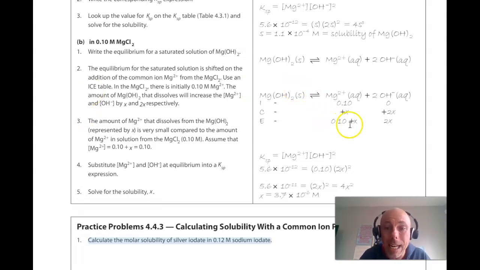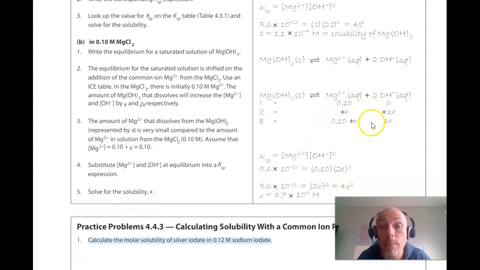If we add a very small number, x, to 0.10, the contribution that x makes to 0.10 is insignificant. In fact, in terms of sig figs, it wouldn't even show up. So in this case, appreciating that x is very small, and that adding it to 0.1 won't really make a difference to the value of 0.1, we can ignore x in the equilibrium concentration for magnesium. And notice down below, that has happened. Instead of 0.1 plus x here, we just see 0.1.